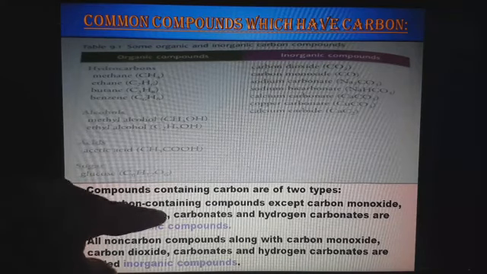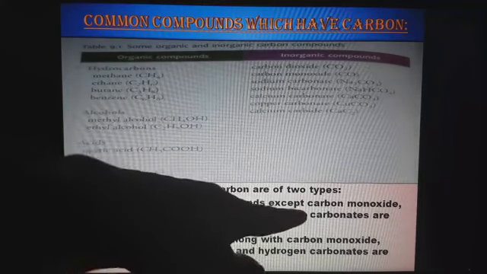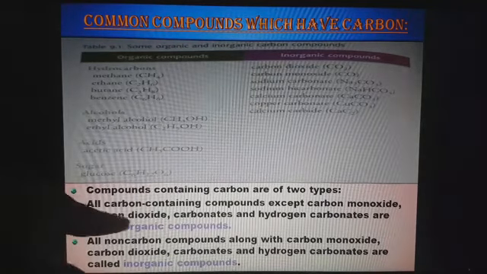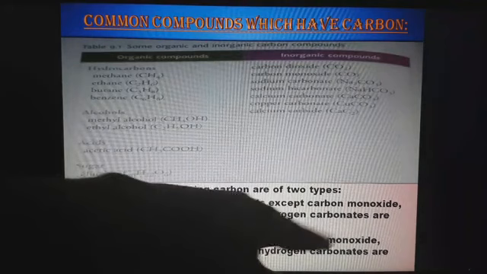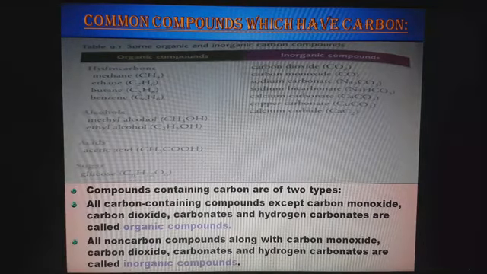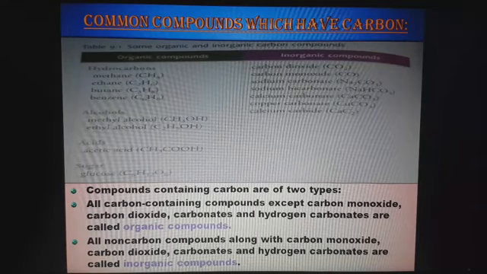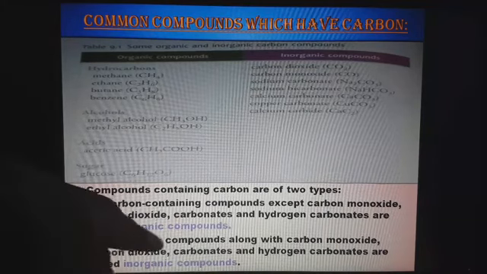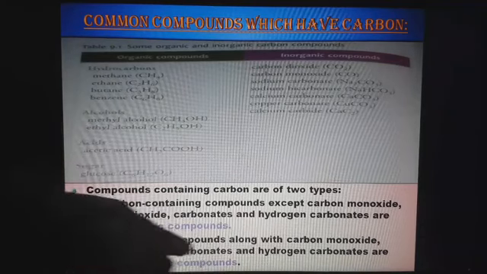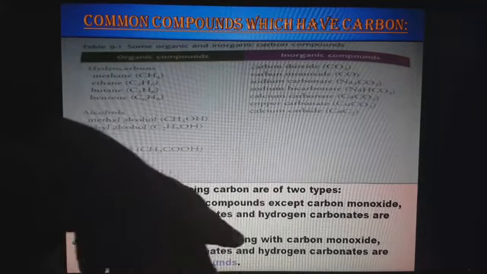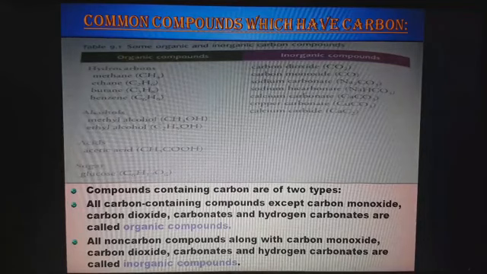All carbon containing compounds except carbon monoxide, carbon dioxide, carbonates and hydrogen carbonates are called organic compounds. These are some of the exceptions which contain carbon but are not considered as organic compounds. Except all these compounds, all other compounds in which carbon is there are organic compounds. Then all non-carbon compounds along with carbon monoxide, carbon dioxide, carbonates and hydrogen carbonates are called inorganic.